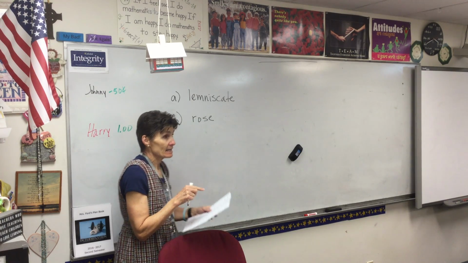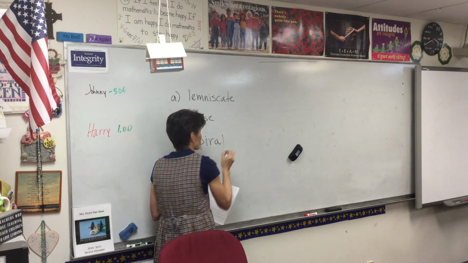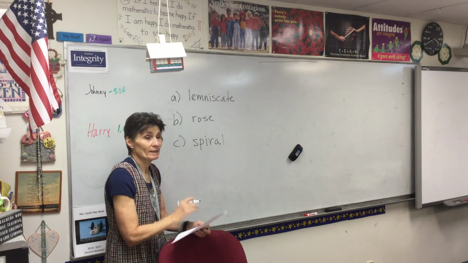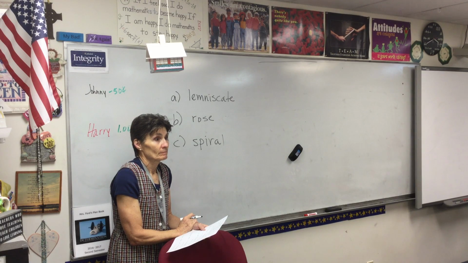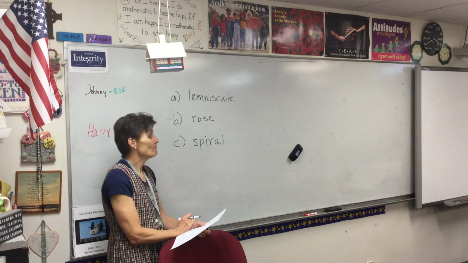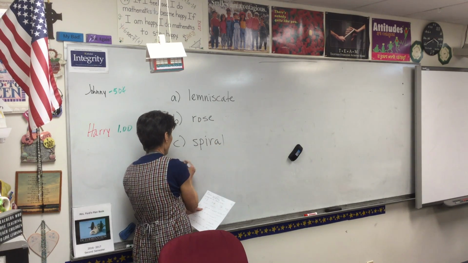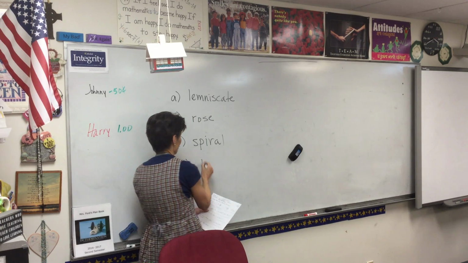Now, C is a spiral. It is impossible to tell which kind of spiral because what did I not put in the picture? An arrow. So we don't know which way that guy's going, but it is a spiral. The classical curves are the lemniscate, rose, spiral, and what's the last one?